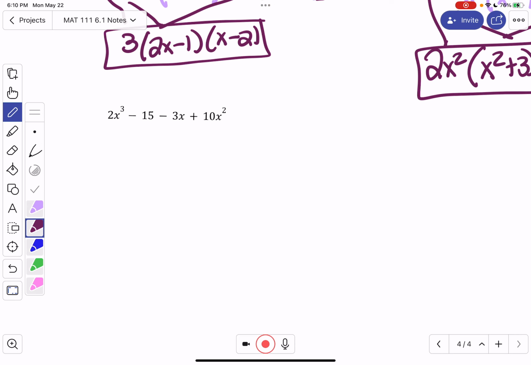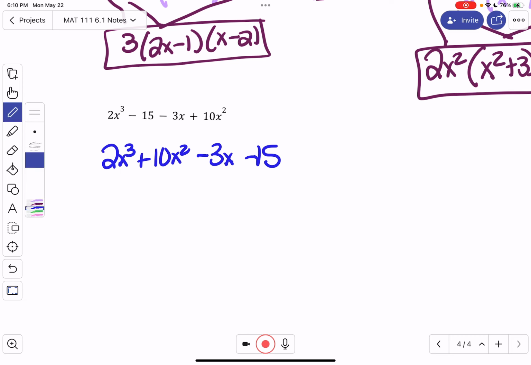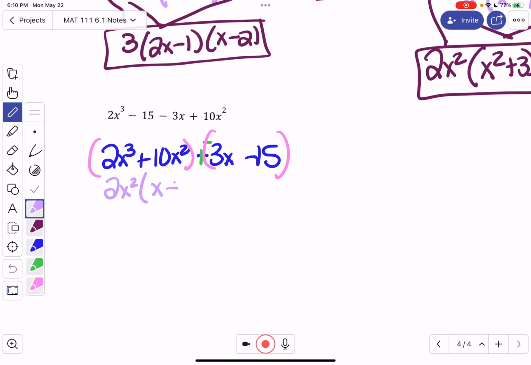Last one. Greatest common factor. 2, 15, 3, 10. There is not one. Put them in order least to greatest. So we need the 3 first, then the 2, then the 1, then the no x. So now I have it in order from least to greatest. Sometimes it'll work without doing that, but this just makes your life easier if you always do the same thing. Turn the middle positive. Break into the two binomials. Take out the greatest common factor. Rewrite them.